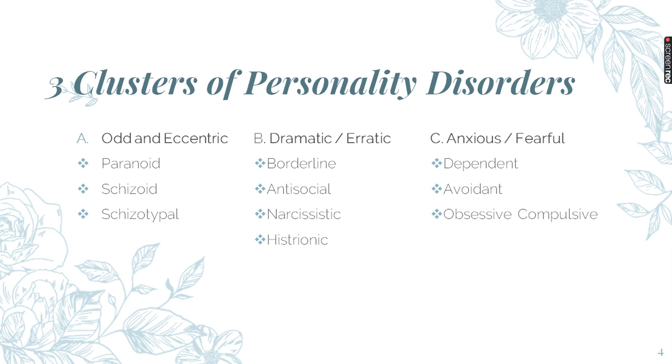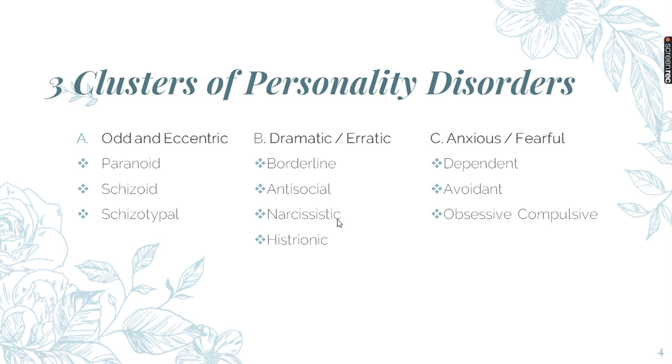Now, let us proceed with the different kinds of personality disorders. Okay, so actually, it is subdivided into three clusters. So, the first cluster is cluster A, odd and eccentric. So, under this, we have paranoid, schizoid, schizotypal. Cluster B, we have dramatic or erratic. So, under this, we have borderline, antisocial, narcissistic, and histrionic. And then in cluster C, we have anxious or fearful. And under this, we have dependent, avoidant, and obsessive compulsive personality disorder.